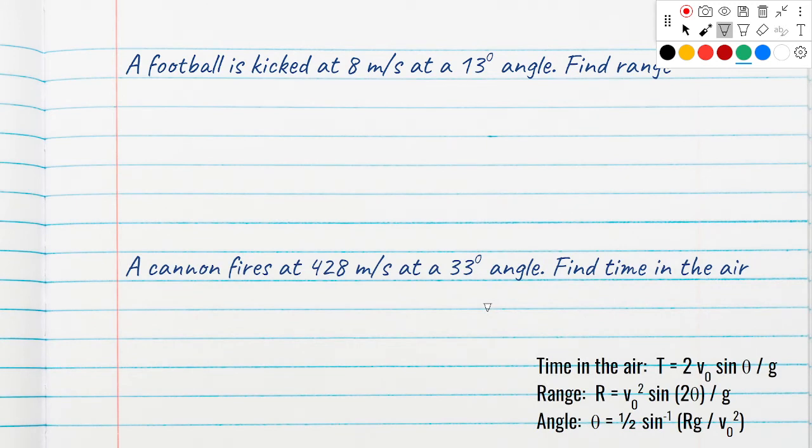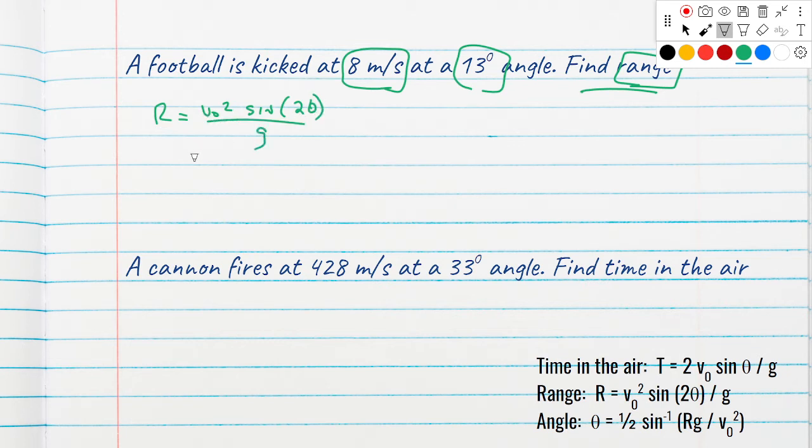Right here, a football is kicked at 8 meters per second at a 13-degree angle. They didn't say it's on a football field, but they sure didn't say it's on a cliff, right? So I'm going to assume this is a level ground problem, and I would come in here. Again, you're just looking for the numbers. There's a number, there's a number, there's a number. Okay? Since I'm looking for the range, I'm going to try using the range formula. You can see it down there at the bottom of the screen. Looks like that. And because I'm looking for R and I've got everybody else, this one's ready to go. I don't need to do any algebra on it.